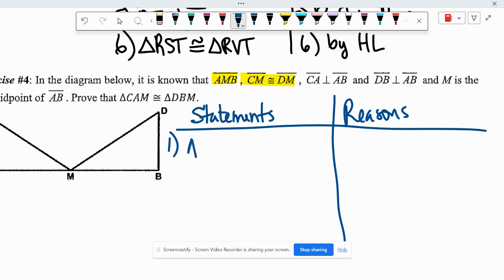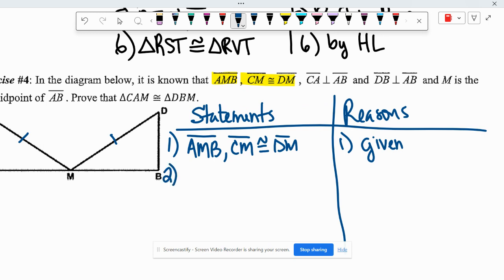So I'm just going to write AB with a bar over it. But I'm also going to write that segment CM is congruent to segment DM. And then I'm going to mark them. CM is congruent to DM. And I'm going to say that it is given. That was a given statement. Okay. So I can't really say anything about that. There's nothing that I can derive from those two hypotenuses being congruent. I don't even know if they're hypotenuses yet.